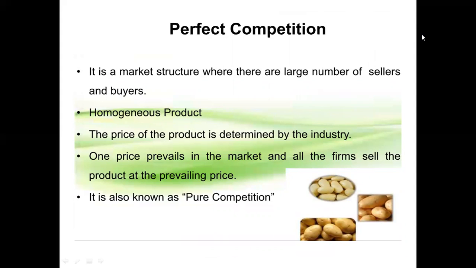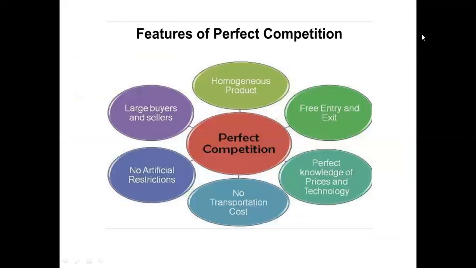The first competition is perfect competition. It is a market structure where a large number of sellers and buyers are there. Homogeneous products are sold and the price of the product is determined by the industry. And once the price prevails in the market, all the firms sell the product at the prevailing price, and it is also known as pure competition. The features are homogeneous product is sold, free entry and exit is there, perfect knowledge of price and technology is there, no transportation cost is there, no artificial restrictions are there, and there are a large number of buyers and sellers.